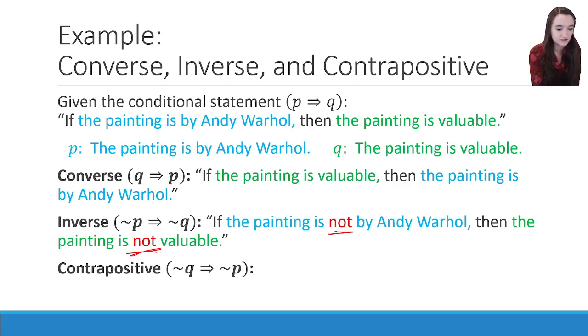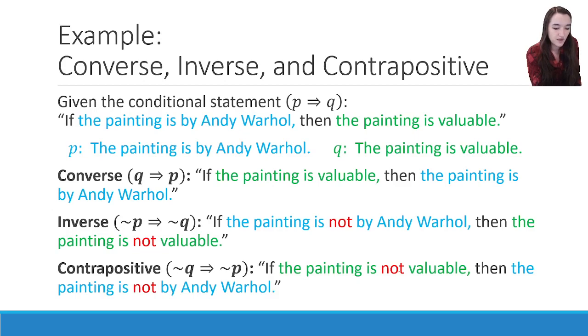Finally, the contrapositive. We take the inverse and flip-flop it, or the converse and add some nots to it, however you want to think about that. So, if the painting is not valuable, then the painting is not by Andy Warhol. That one actually does make sense. If it's not valuable, if this is a worthless painting, it's not going to be painted by any famous artist, so it's definitely not going to be painted by Andy Warhol, right? And so that is our contrapositive, and it does in fact mean the same thing as the conditional, essentially.